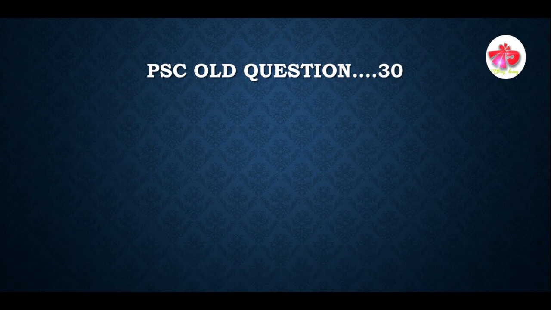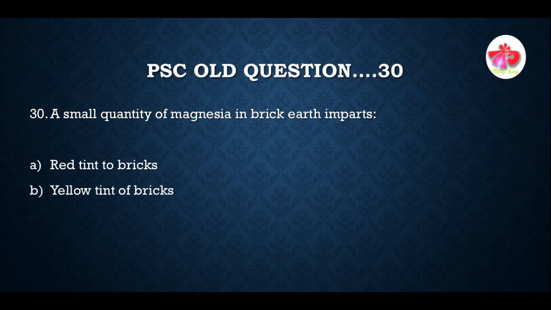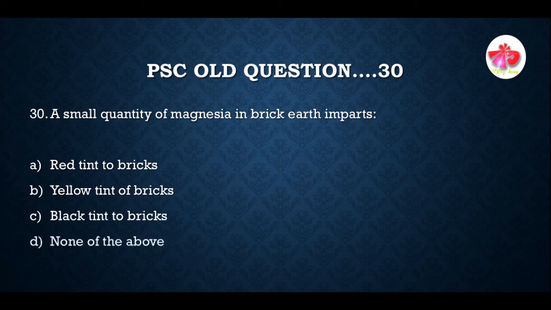So question number 30 states that a small quantity of magnesia in brick imparts what? Option A is red tint to bricks, option B is yellow tint to bricks, option C is black tint to bricks, and option D is none of the above. So friends, a small quantity of magnesia in brick imparts option B, that is yellow tint to bricks.